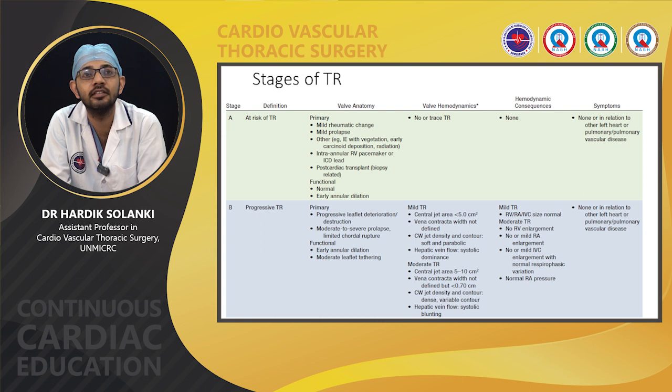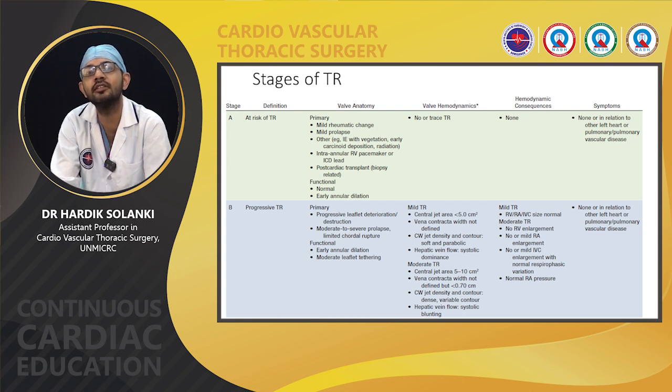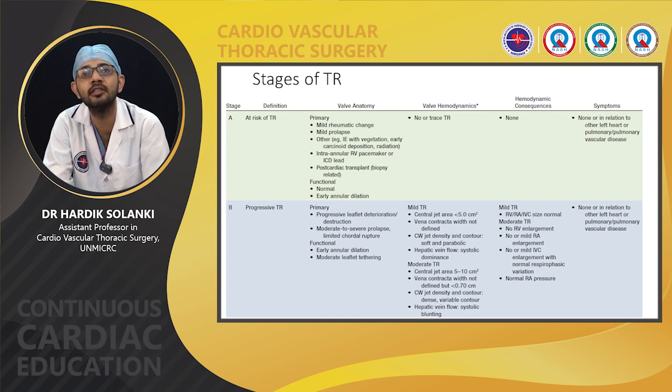Patients with progressive tricuspid regurgitation, where the valve anatomy shows progressive leaflet destruction. There is moderate to severe prolapse of the leaflets and limited chordal rupture, and there is associated annular dilatation and moderate leaflet tethering. On echo we can see a central jet area which is less than 5 centimeter square, and a vena contracta width that cannot be defined. In moderate TR the vena contracta is present but it is less than 0.7 centimeter. If it is more than 0.7 it goes into severe TR, and the central jet area is 5 to 10 centimeters square.